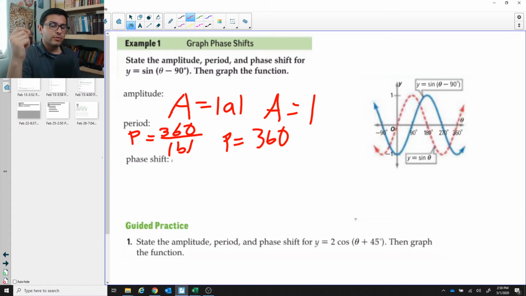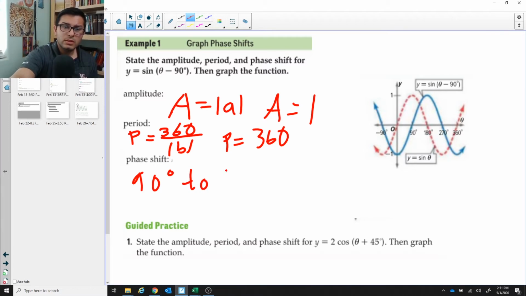What does our phase shift do now? Well, if we look inside of the equation, it says theta minus 90, which is the opposite of what it's doing. So that means it's going to go to the right 90 degrees. The phase shift is going to be 90 degrees to the right.